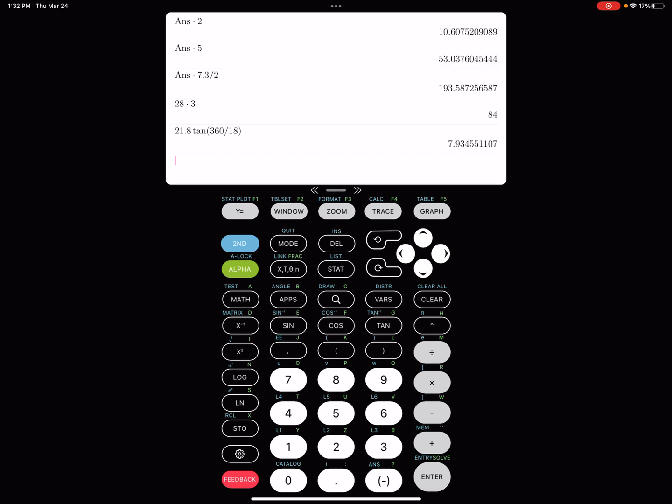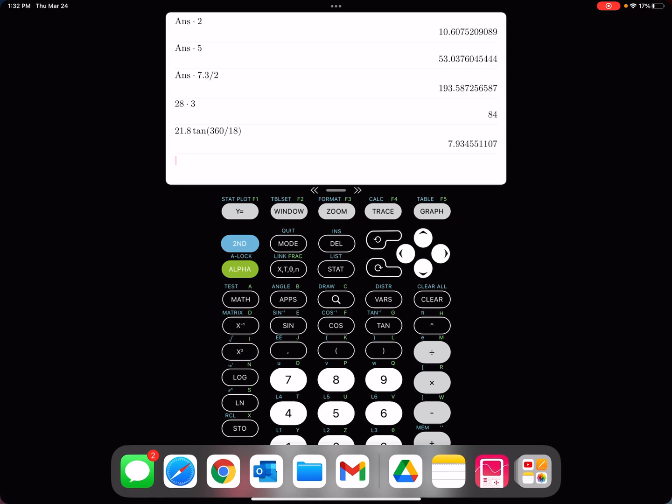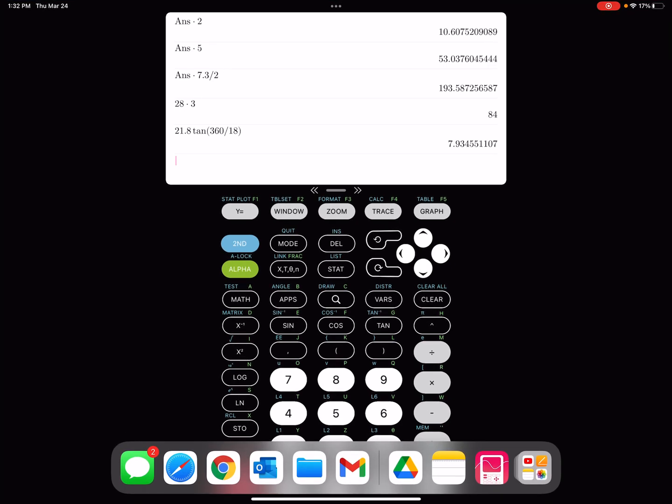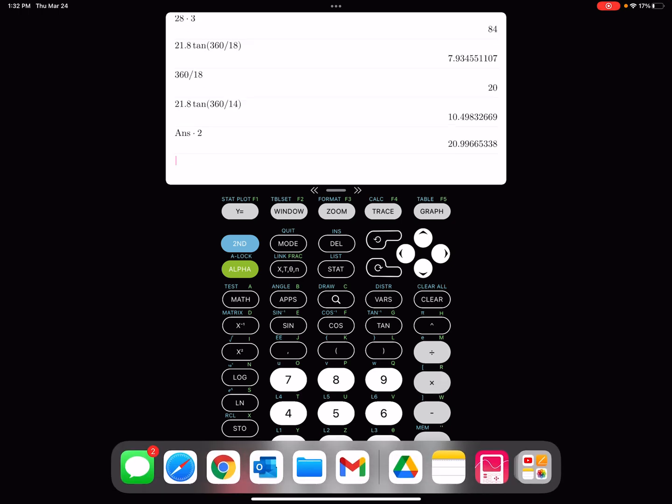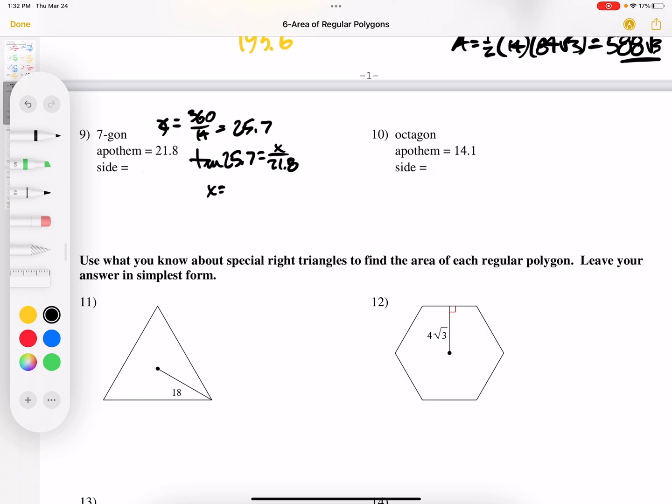So my side length is going to be twice that. Did I do that right? 21.8 tangent 360 divided by 18, because 360 divided by 18 is 20. Oh, I did that wrong, sorry. So it's 21.8 tangent of 360 divided by 14, which is 10.49. So multiply that times 2. So my side length, this is about 10.5.